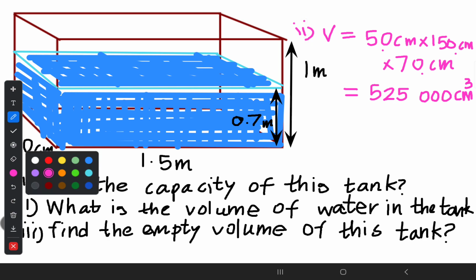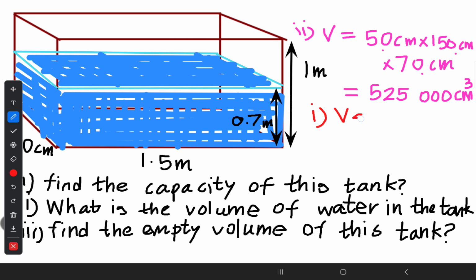I will find the volume of this tank. To find the volume of the tank, I have to multiply 50 centimeters times 150 centimeters. The width and the length of the tank do not change. The only thing changing is the height. Accordingly, the volume changes. 1 meter is the total height, so in centimeters, it would be 100 centimeters.